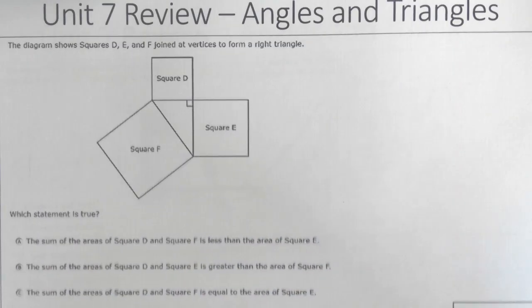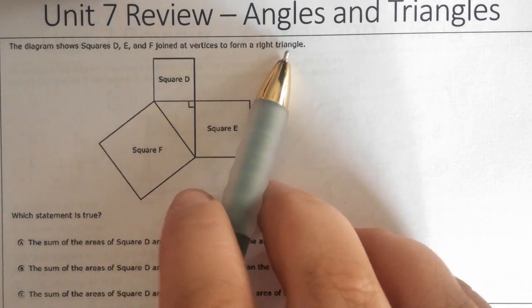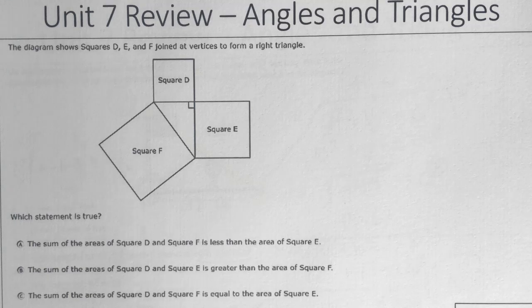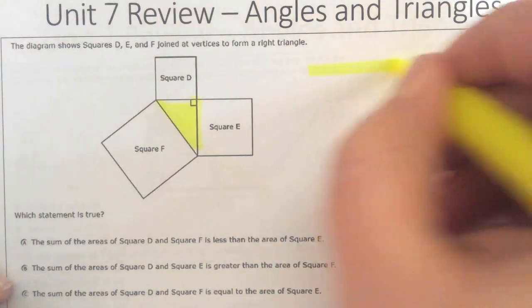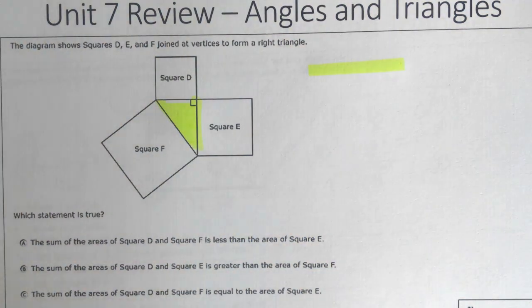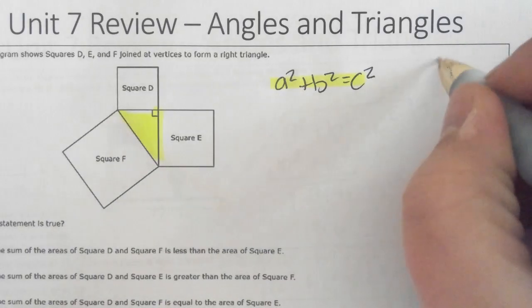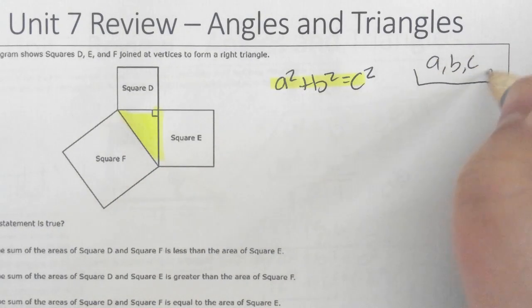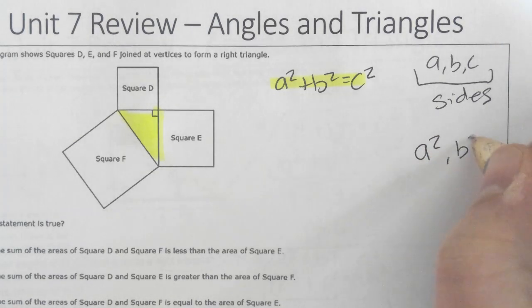And I'm going to keep the video going, hopefully quickly. Okay, next we've got the diagram shows squares D, E, and F joined at the vertices to form a right triangle. I've got this right triangle here, and I know something about right triangles with missing sides. I know I can use a squared plus b squared equals c squared. A, B, and C are the side lengths. That means a squared, b squared, and c squared are the areas.